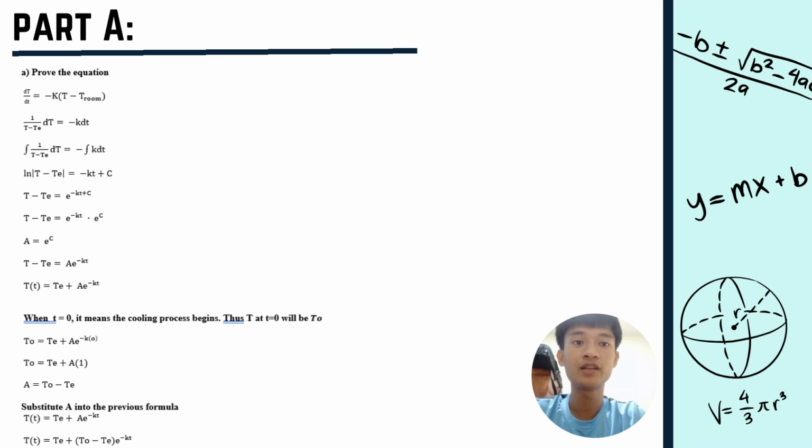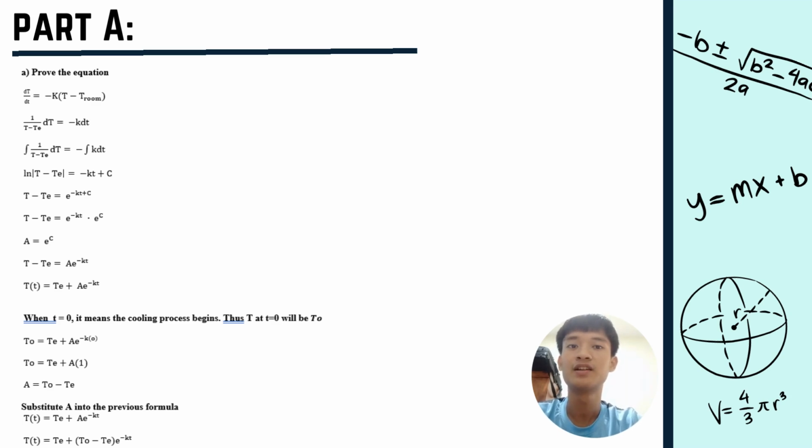For part A, question A, they ask us whether the equation can be separable or not. They have given us dT over dt equals negative K multiplied by T minus T room temperature. So what we're going to do is bring the terms with temperature to one side and the rest on the other side. We will get 1 over T minus T room dT equals negative K dt. Right here we can do integration.